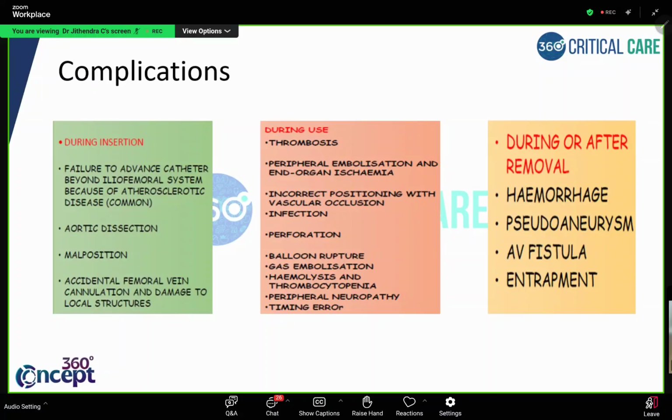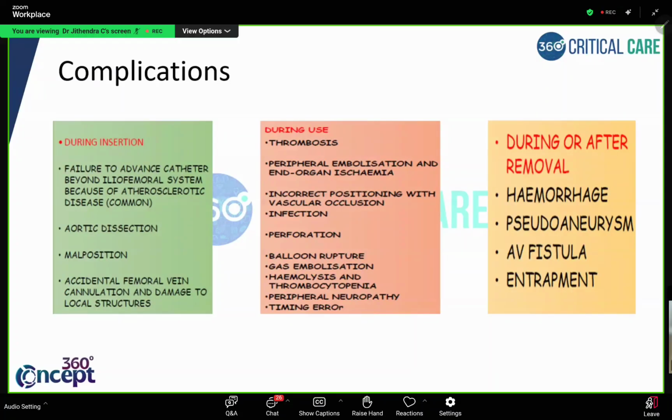Some amount of hemolysis happens because the balloon is causing trauma and it will cause damage to the RBCs and the platelets, and thrombosis is there. So all of this can lead to some drop in Hb, some drop in platelet count. Peripheral neuropathy can happen, and timing error. I told you when you're using it, timing error can happen anytime. So always check. How do you check? If he's on 1:1, change to 1:2, check the timing, and again change back to 1:1.